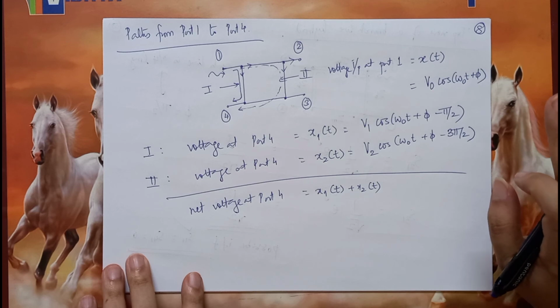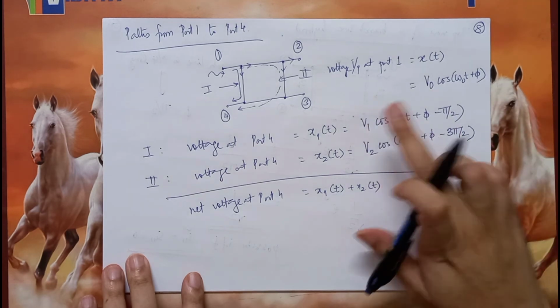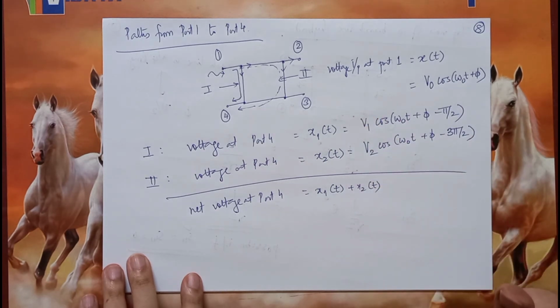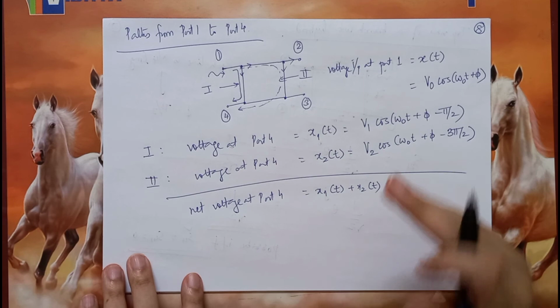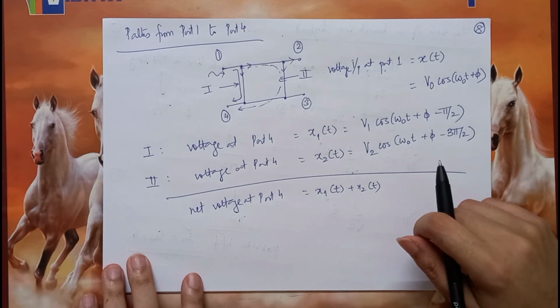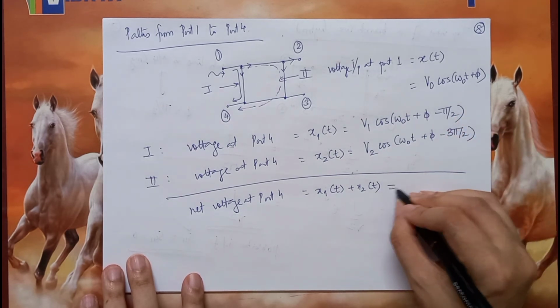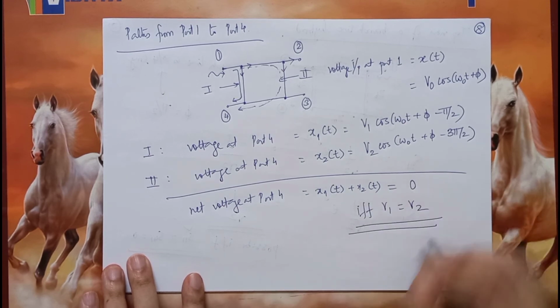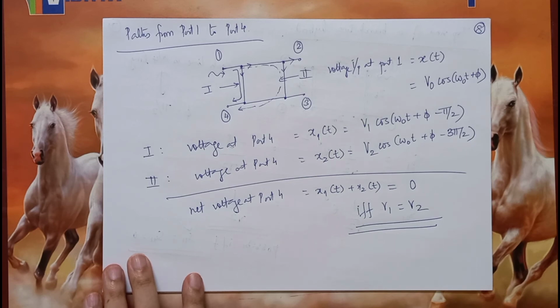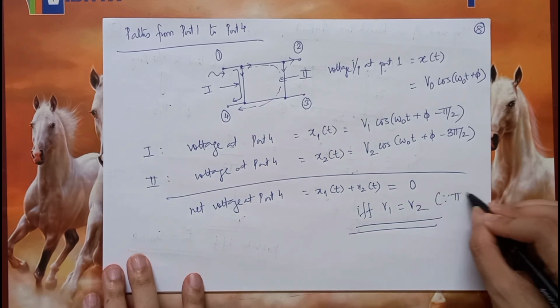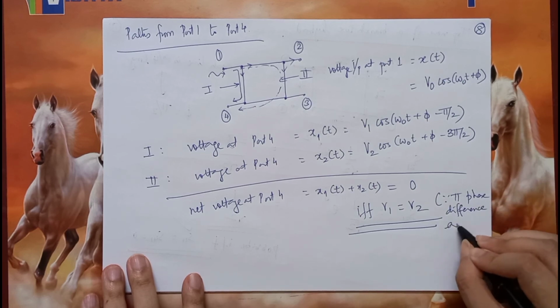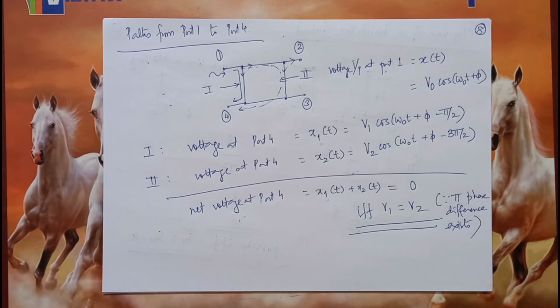But now, if the phase difference is pi and somehow we are able to make V1 equal to V2, then the two waves will be cancelled out. If and only if V1 equals V2, since the pi phase difference exists.